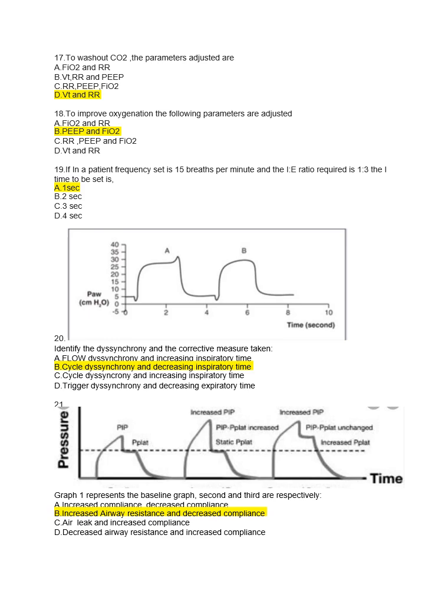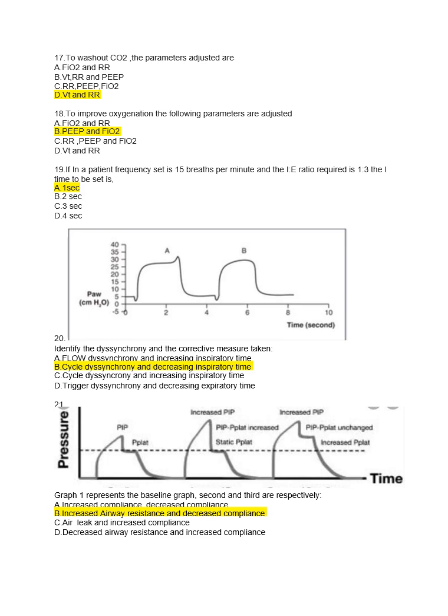Coming to the 21st question. It is again a pressure time scalar. Here graph 1 represents the baseline graph. There you can see a peak inspiratory pressure and plateau pressure, and that is the normal baseline graph. In the second graph there is an increase in peak inspiratory pressure, and the P plateau is static. There is no change in P plateau. Only the peak inspiratory pressure has increased.